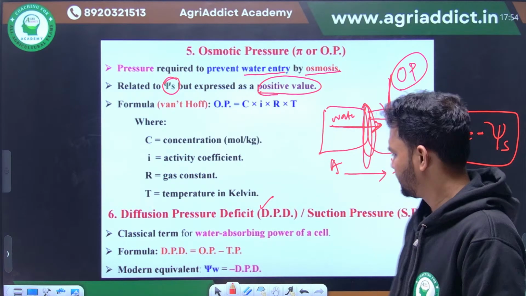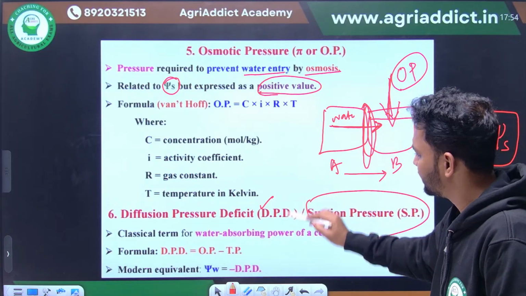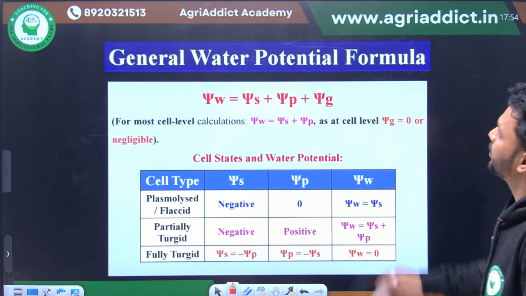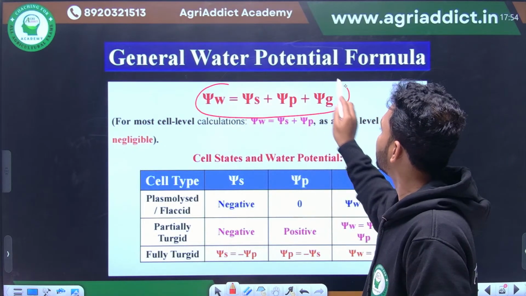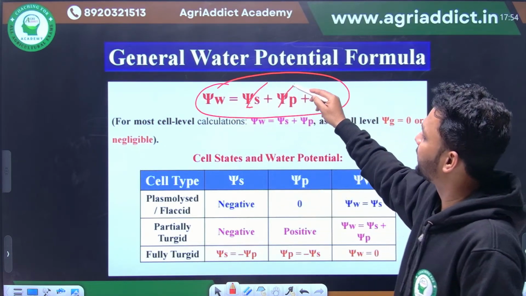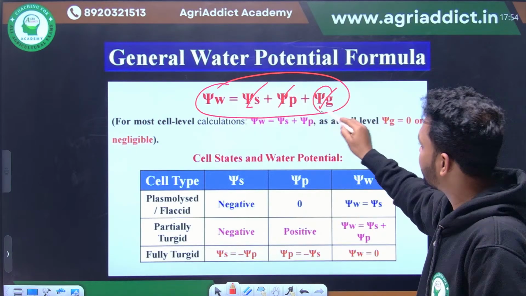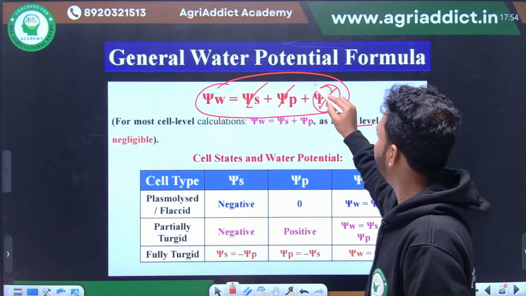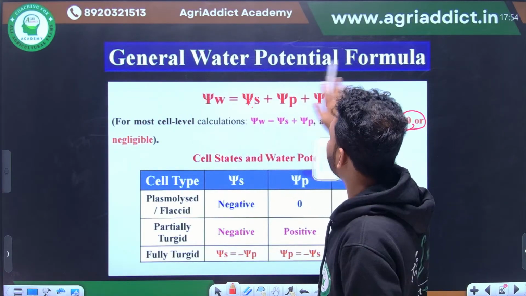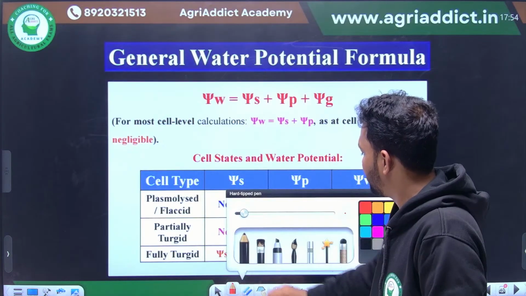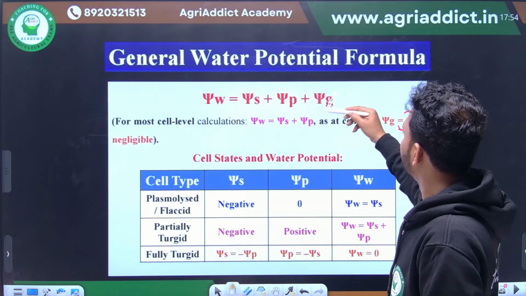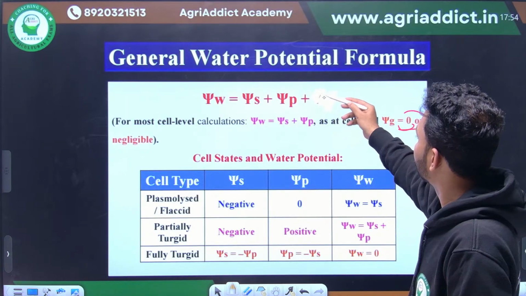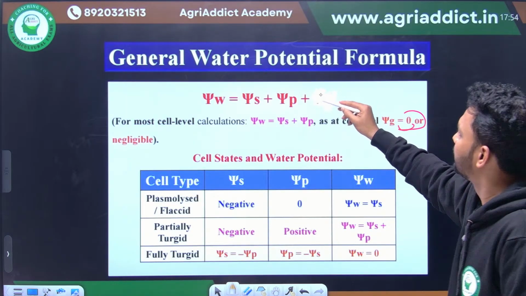Diffusion pressure deficit we saw. It is also called suction pressure. OP minus TP we saw already. The general water potential formula is this much: solute potential, pressure potential, gravitational potential. Gravitational potential at cell level is negligible, 0. So the formula will be this much.